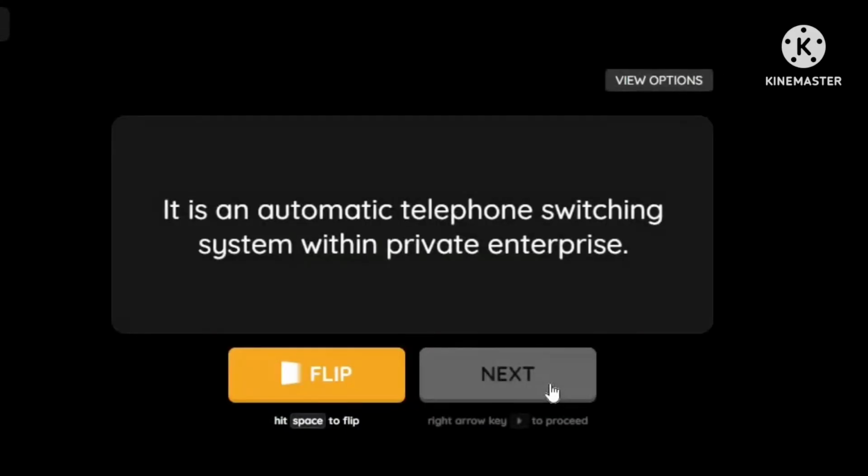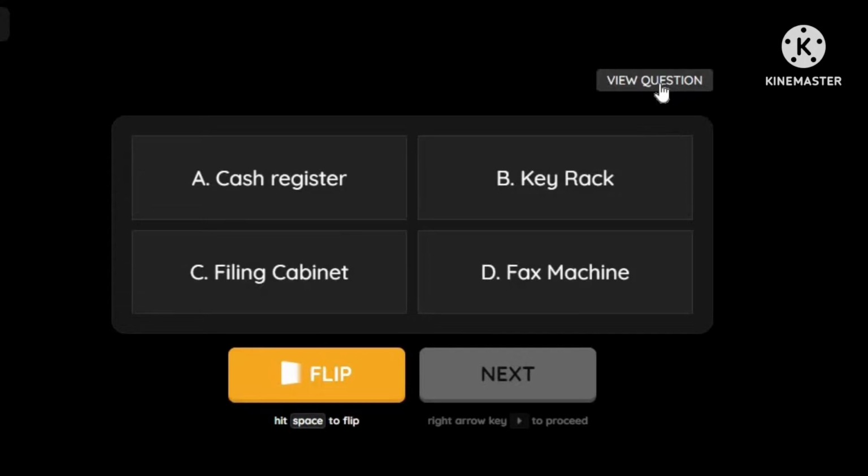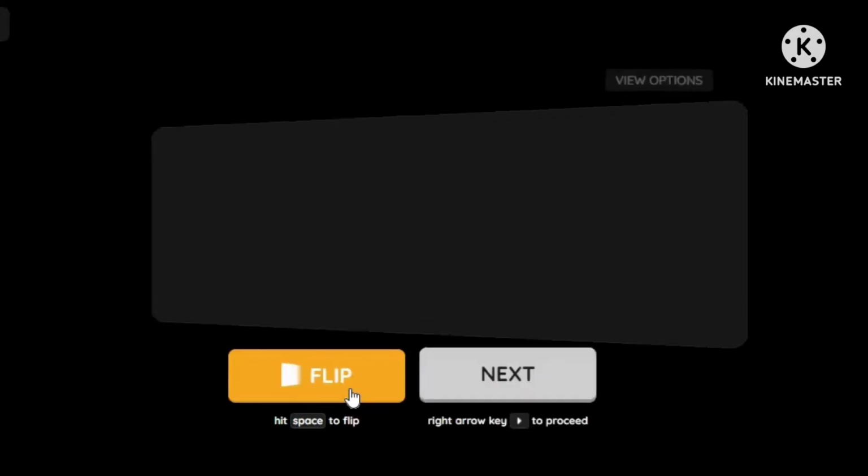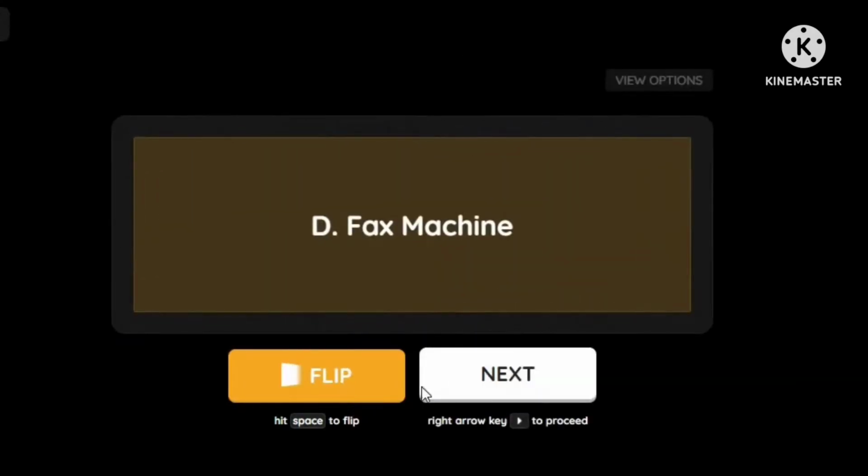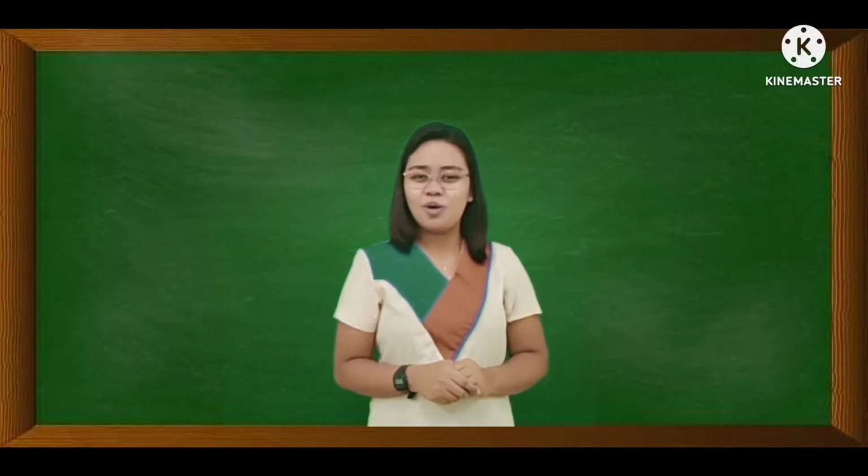Lastly, question number 5. It is an automatic telephone switching system within private enterprise. A. Cash register, B. Key rack, C. Filing cabinet, or D. Fax machine. The correct answer is very good. It's letter D, fax machine. Good job, my dear grade 8 students. Wow, that was awesome. Job well done, my dear grade 8 students.